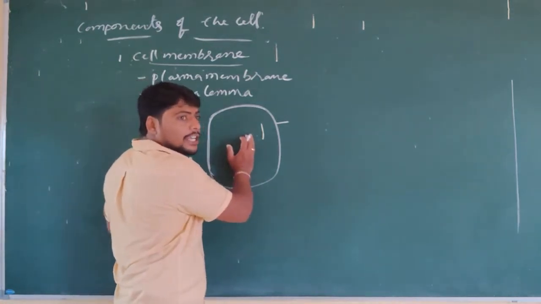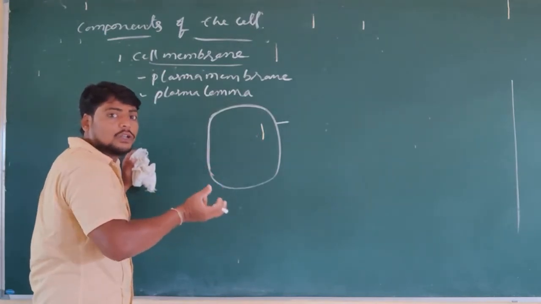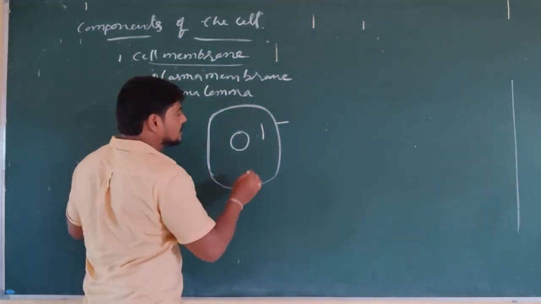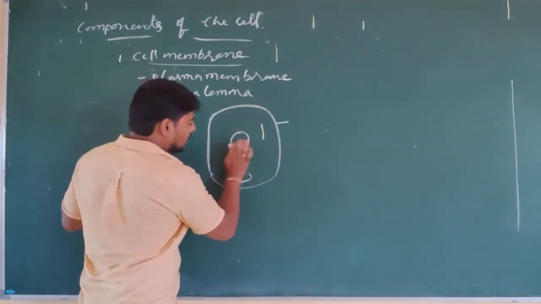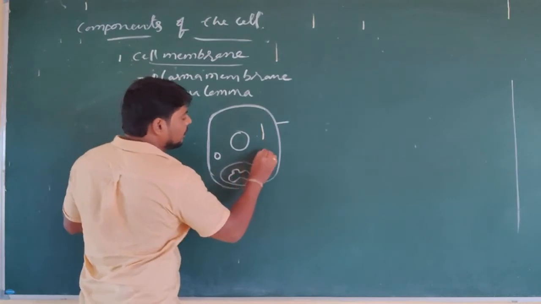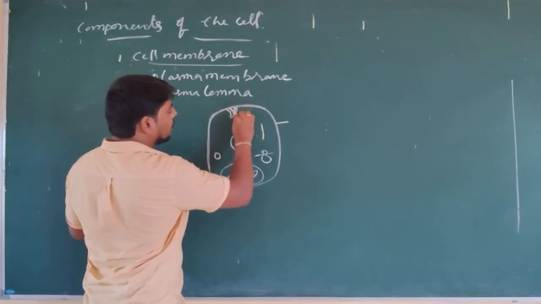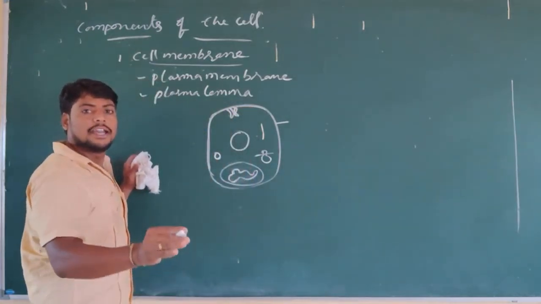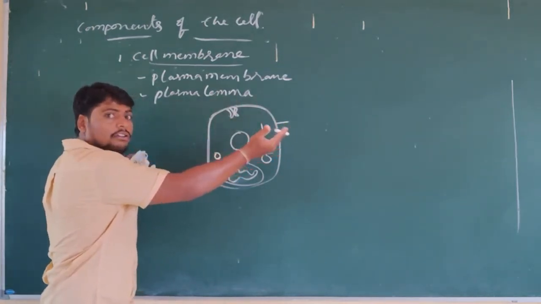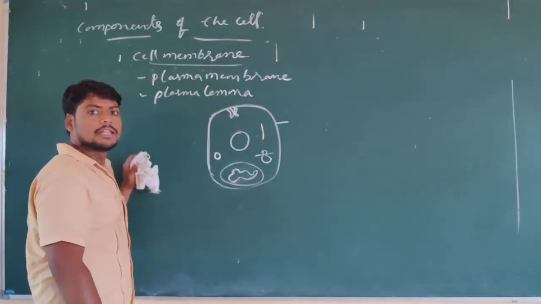Another important function is protecting the internal components of the cell so they do not leak out of the cell. What are the internal components? The nucleus is there, mitochondria are there, we have seen lysosomes, ribosomes, and the Golgi apparatus also. These internal organelles should not move out of the cell. It acts like a protective layer. That is another important function of the plasma membrane.